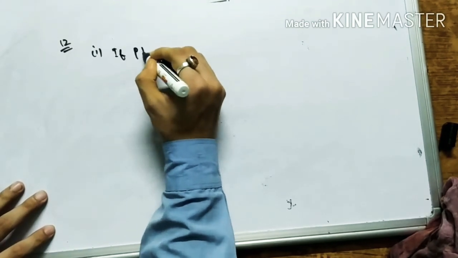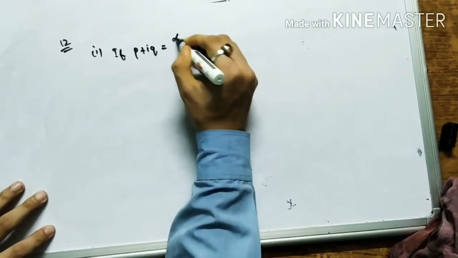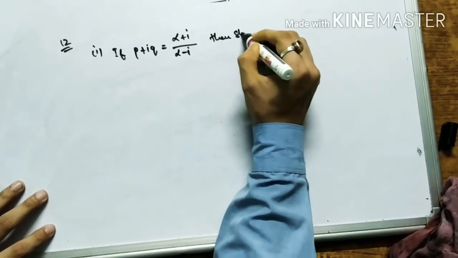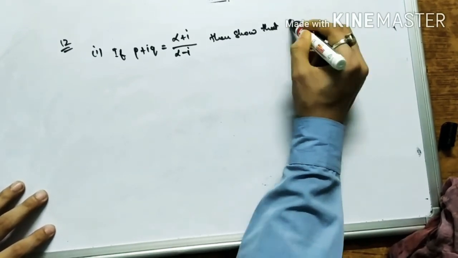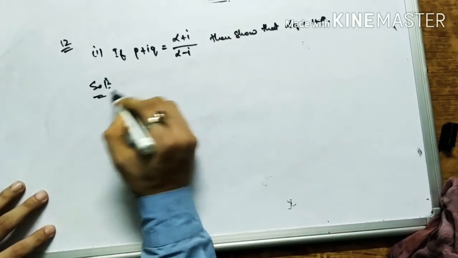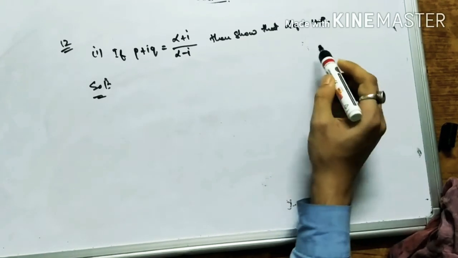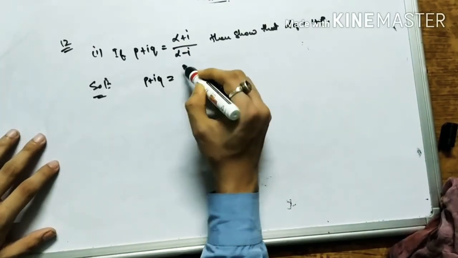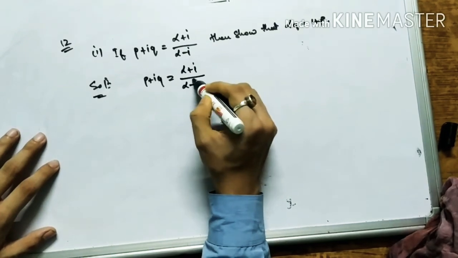Given that if p plus iq is equal to (alpha plus i) by (alpha minus i), then show that alpha q is equal to 1 plus p. So this is given, I have to show that alpha q is equal to 1 plus p. This is p plus iq equals (alpha plus i) by (alpha minus i).